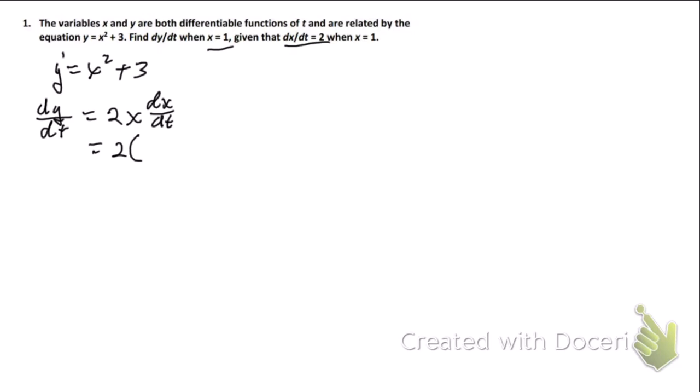Do we know what x is? Yeah, they're telling us it's 1. Do we know what dx/dt is? Yes. So the derivative of y with respect to t is 4. Now that doesn't look much like a word problem because, you know what, it's not. But it's just giving us practice, kind of easing into what we're going to be doing.